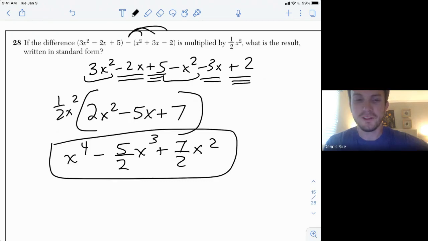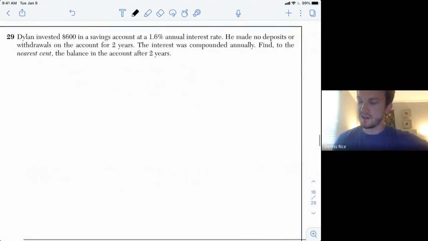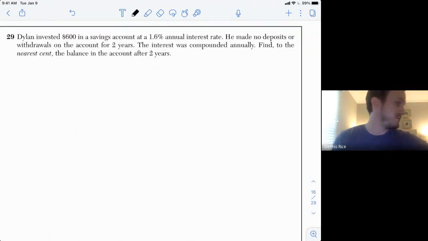Okay, questions there? Doing pretty good. Dylan invested $600 in a savings account that earns 1.6% interest. He made no deposits or withdrawals, so he's not touching it. He's not touching the money for 2 years. The interest is compounded annually. Find, to the nearest cent, the balance after 2 years.